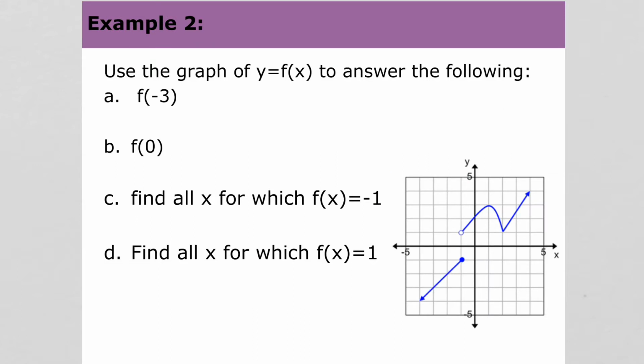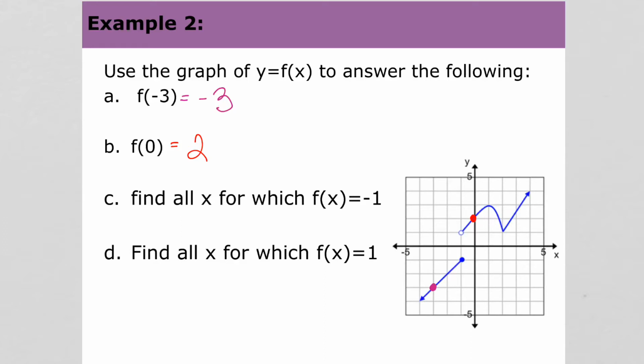Use this graph to answer the following questions. First, it says f of negative 3. Now remember, this means if the x value is negative 3, what is the y value? So we look over here where the x is negative 3, we see that there's a y value at negative 3. So f of negative 3 is negative 3. What about f of 0? So where is the x value 0 on this graph? Up here at 2. So f of 0 is 2.